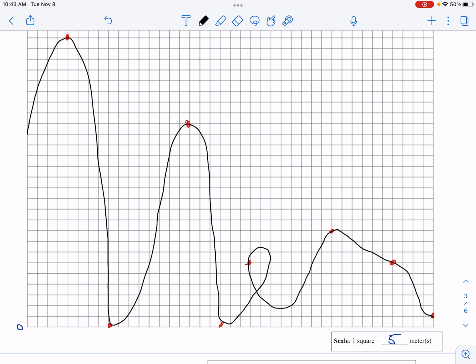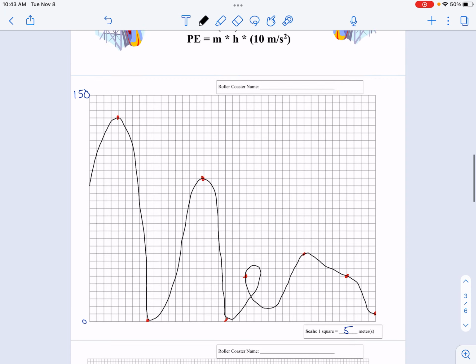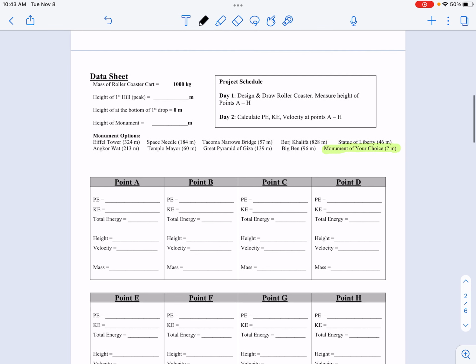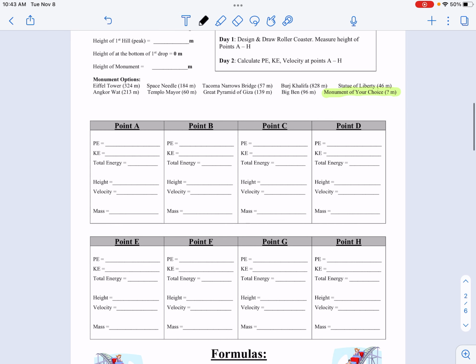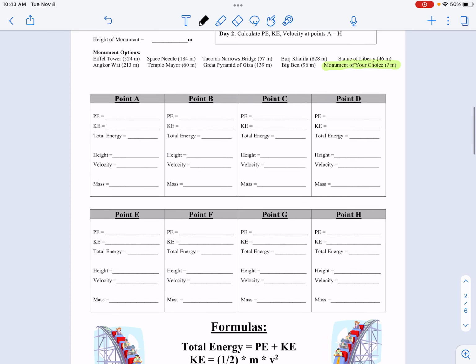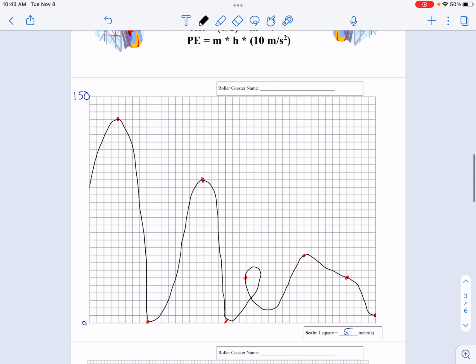Now for me, this is really messy. I would probably go back and do mine again, but I just want to give you an idea. Now, in the background, I want to be able to draw a monument. My maximum height is 150 meters, so I'm a little bit limited as to what I can choose. I can do the Narrows Bridge, which is about 57, 106. So 5, 10, 15, 20, 25, 30, 35, 40, 45, 50, 55, 60. All right, so I can draw the Tacoma Narrows Bridge.